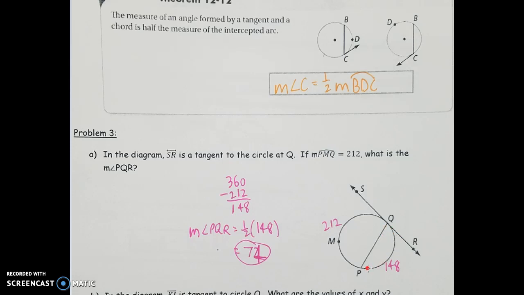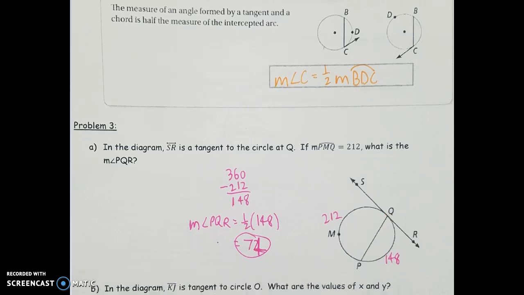So if this is 148 degrees and that's the intercepted arc for the angle that we're trying to find, I can just take that intercepted arc and divide that by 2. So half of 148 should be our answer. That's going to be 74 degrees. Again, our rule from up top: whatever the intercepted arc is, our inscribed angle, or in this case not inscribed angle, but angle formed by a tangent and a chord, that's half of that intercepted arc.